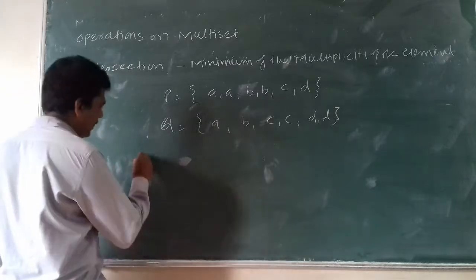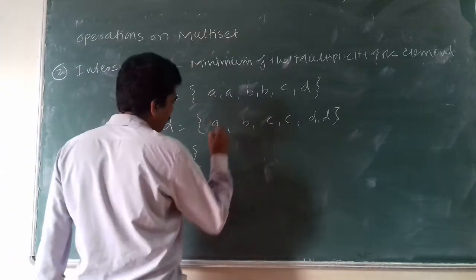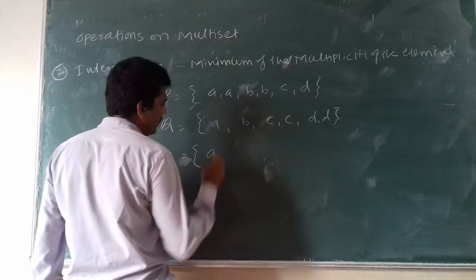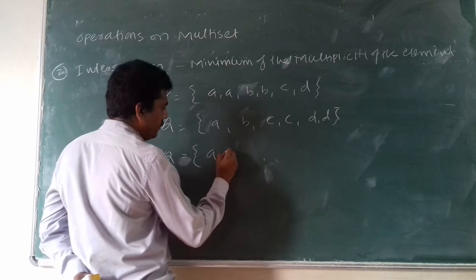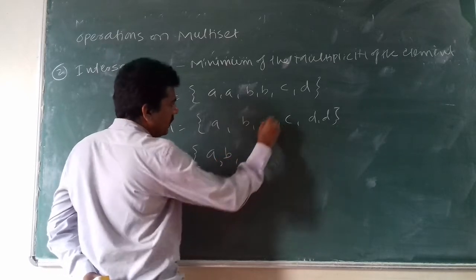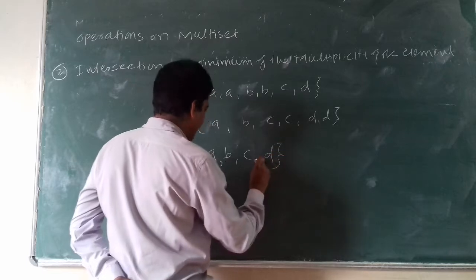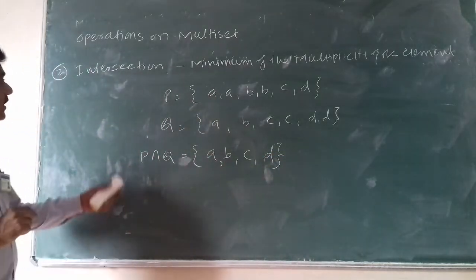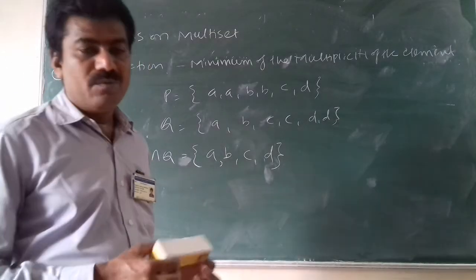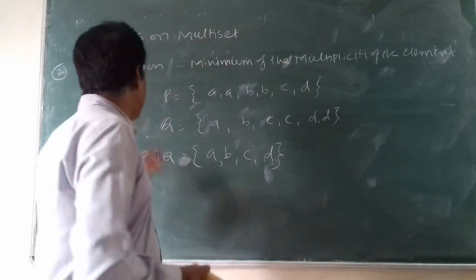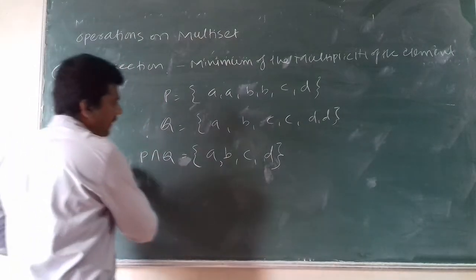So the minimum of the multiplicity. So in P intersection Q, for A it will be 1, as the multiplicities are 2 and 1. For B, the multiplicity is 2 for P and 1 for Q. So the minimum is 1 with respect to C and with respect to the element B. So this is the resultant. That is the intersection operation on the multiset. That is the minimum of the multiplicity of the sets P and Q. Okay. Next is the difference.